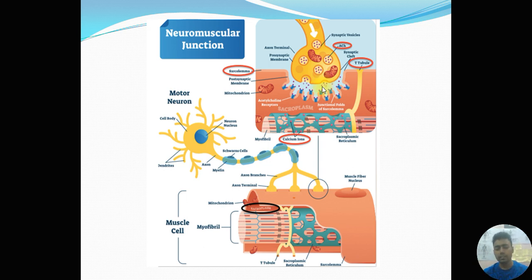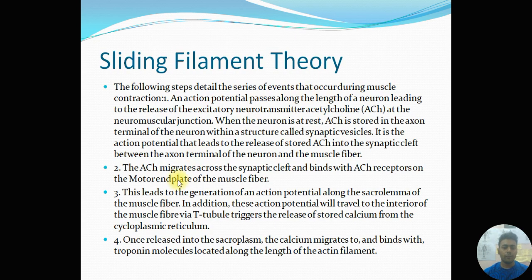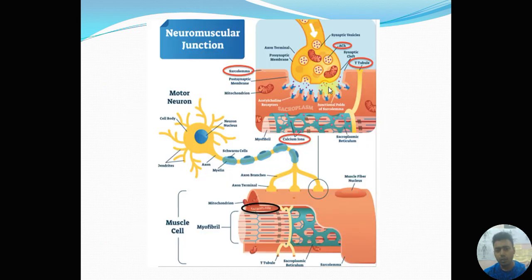Now when this ACH is released, what happens? We'll learn that. The ACH migrates across the synaptic cleft and binds with ACH receptors on the motor endplate of the muscle fiber. What does it mean? It means when this ACH is released, it travels along this, and these are the ACH receptors. You can see these blue areas on these sides, these whole things, they are ACH receptors.